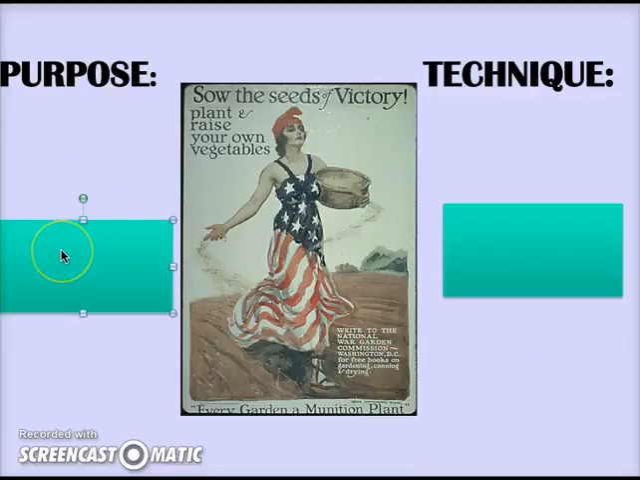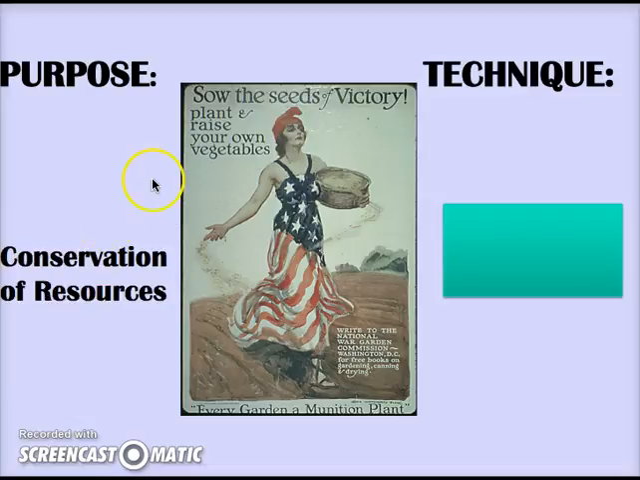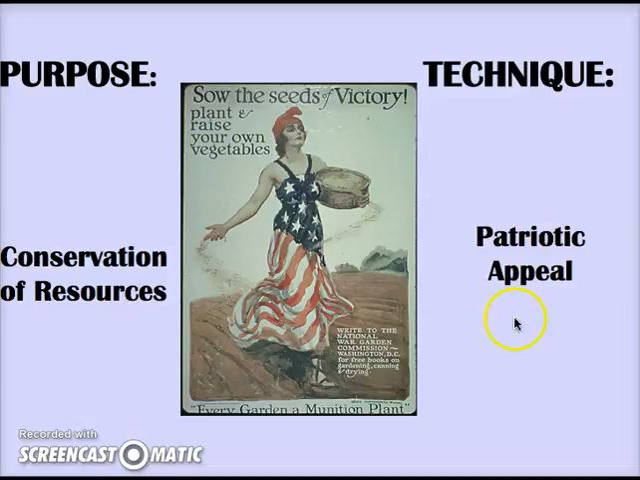Next, purpose. Sow the seeds of victory. Plant and raise your own vegetables. This is conservation of resources. If you're planting and raising your own vegetables, then the government can use others to feed the military. In technique, this is patriotic appeal. Look at her. She's wearing a U.S. flag. Anytime you see a lot of this U.S. flag stuff, it's definitely patriotic appeal.